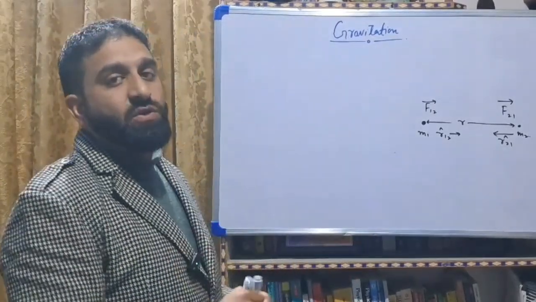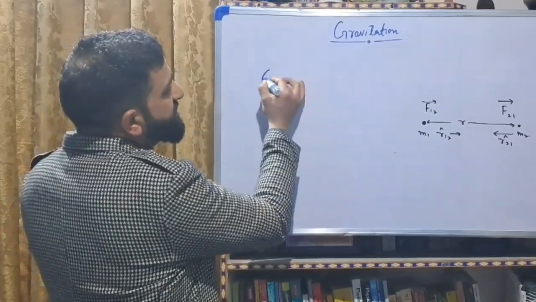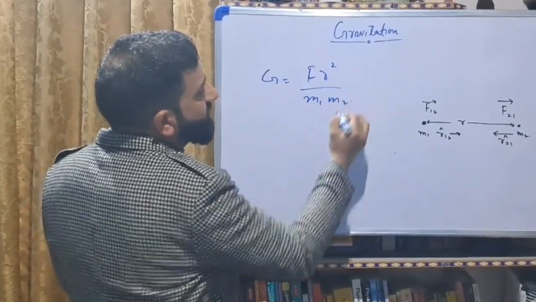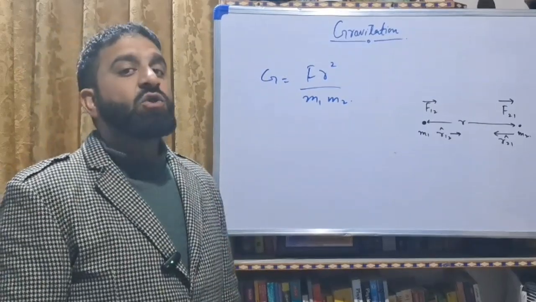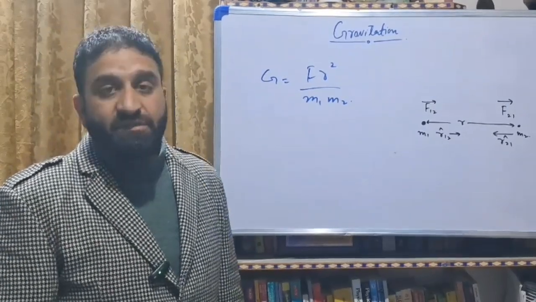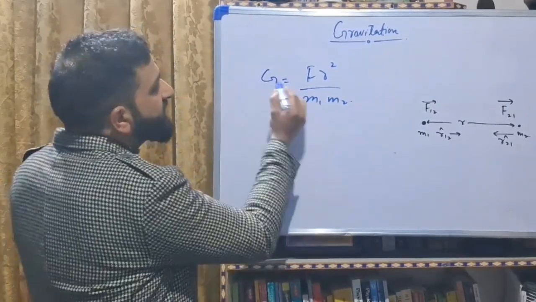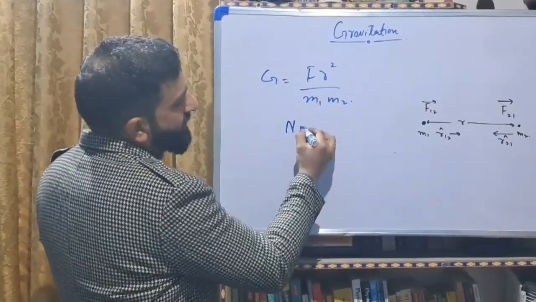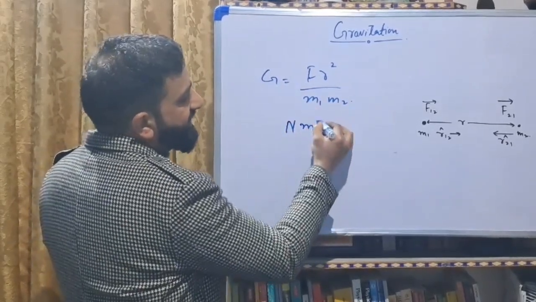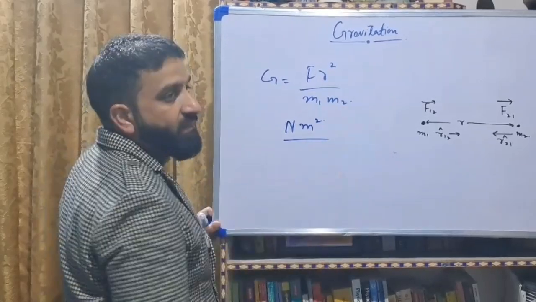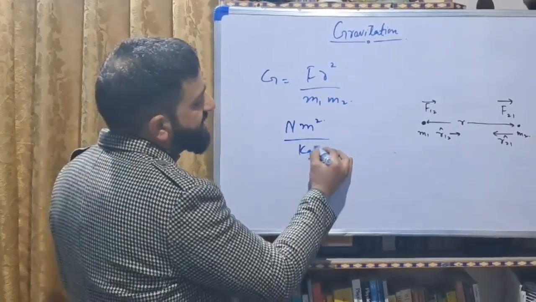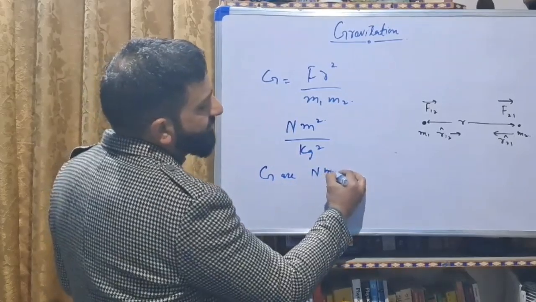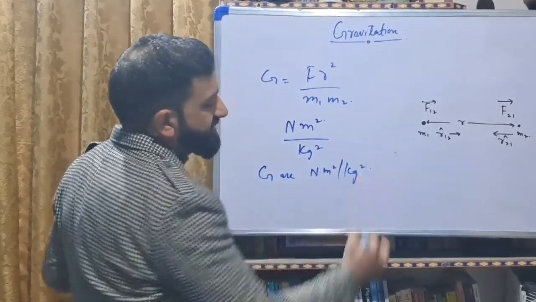Let us see the units of G. So G is equal to F r square divided by m1 m2. Let us see the units and the dimensions of G. The force has the unit Newton, distance has the unit meter, so that is meter square, divided by mass, which has the unit kg, that is kg square. So the units of G are Newton meter square per kg square.